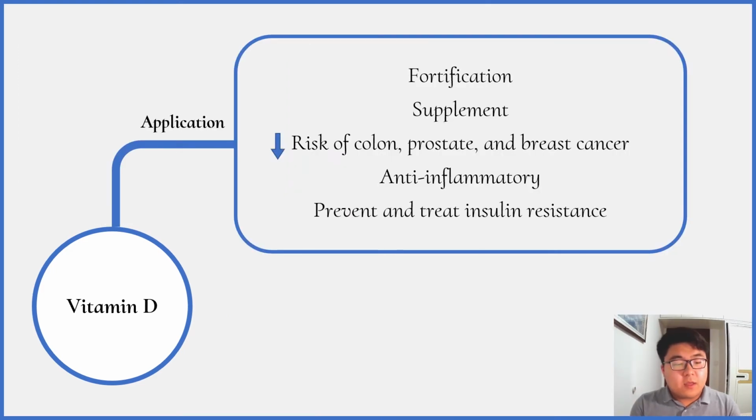In terms of vitamin D application, the most common applications of vitamin D in the food industry are nutrient fortification and supplements, since it plays such an important role in the human body's mineral homeostasis and bone health. Recent research also revealed other potential applications of vitamin D, like reducing the risk of colon and breast cancer, fighting against inflammation, as well as preventing and treating insulin resistance for diabetes patients.